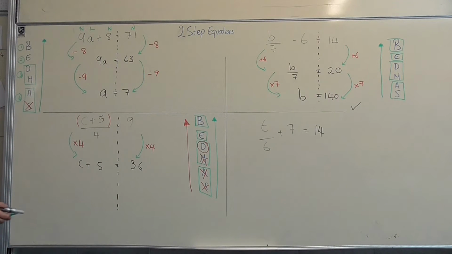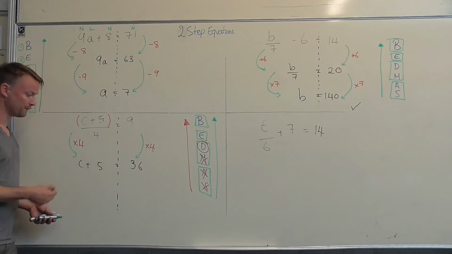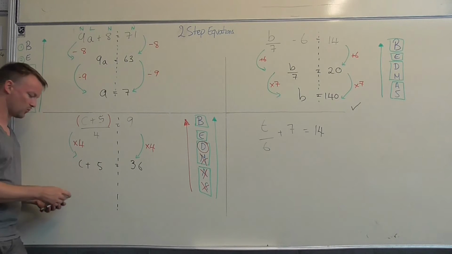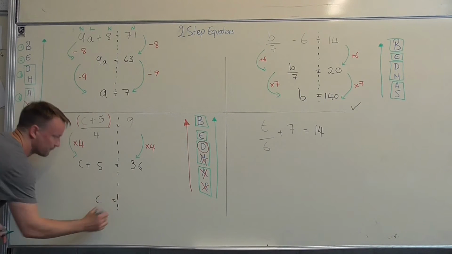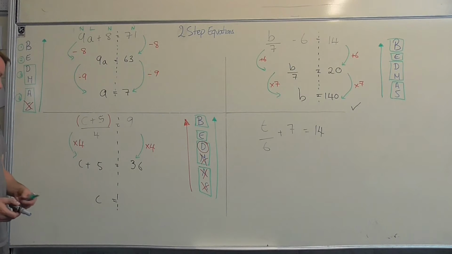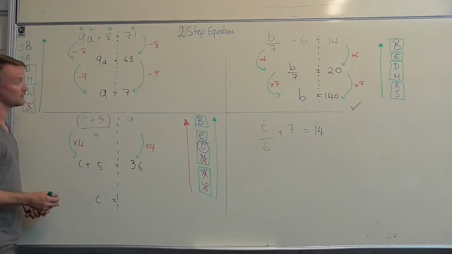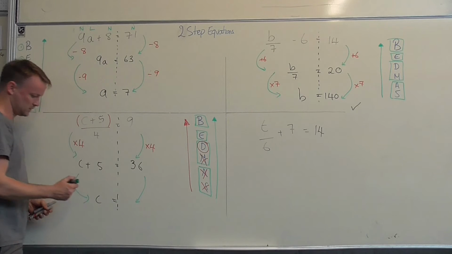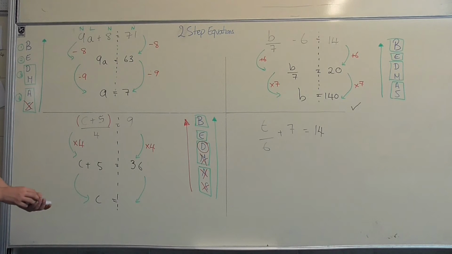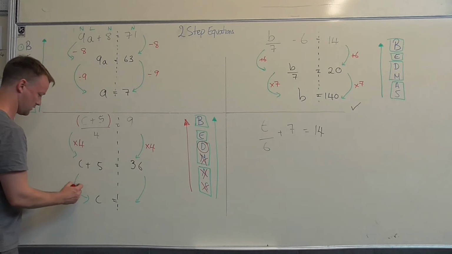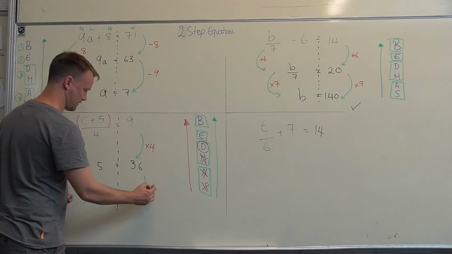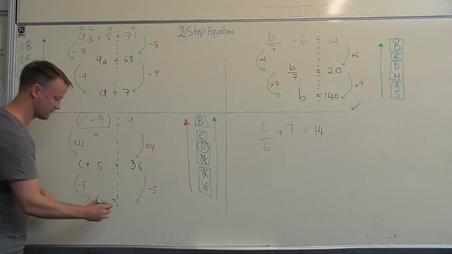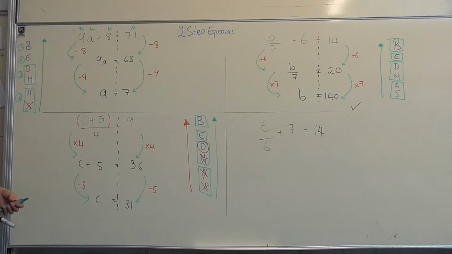Okay? Now this isn't completed because there's still a letter and a number, and what I want is c equals a number. So there is one more step to do. We've done one step, let's do our second step because it's a 2-step equation. Now this is plus 5. What's the opposite to plus 5? Negative 5, or minus 5. So now c equals 36 take away 5, c equals 31.